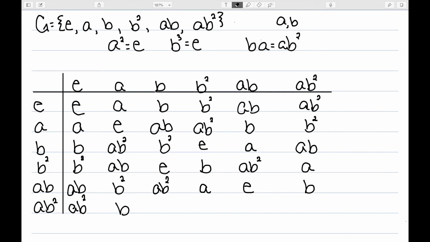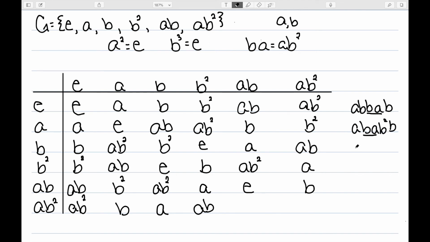AB squared times B, that would be AB cubed, or just A. AB squared times B squared is AB to the fourth, which will be AB. The next one, we have AB squared, so ABB, times AB. Here, we can change that to an AB squared, B.